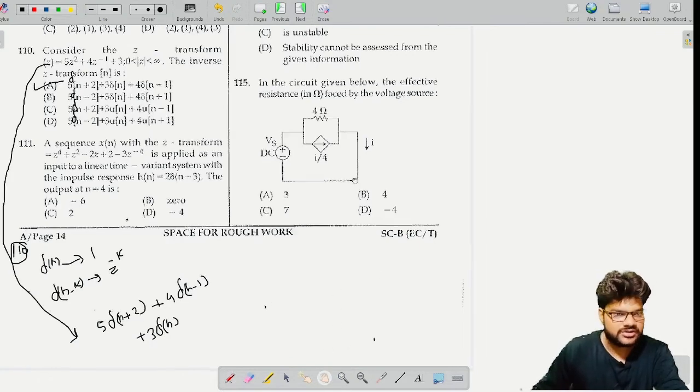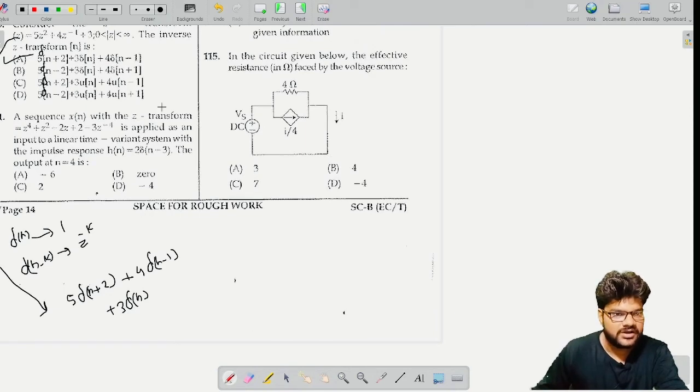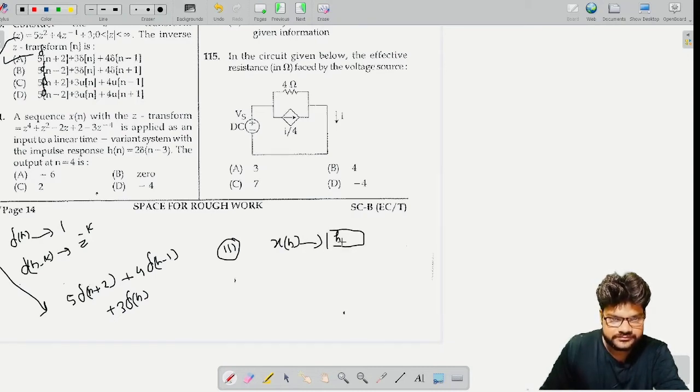Let's go to the next question, number 111. It's again from signals and systems. A sequence x of n with Z transform given is applied as an input to an LTI system with impulse response h of n. So h of n is 2 delta of n minus 3, and we are asked for the output at n equals 4. We know the output is the convolution of these two, that is x of n convolved with h of n.